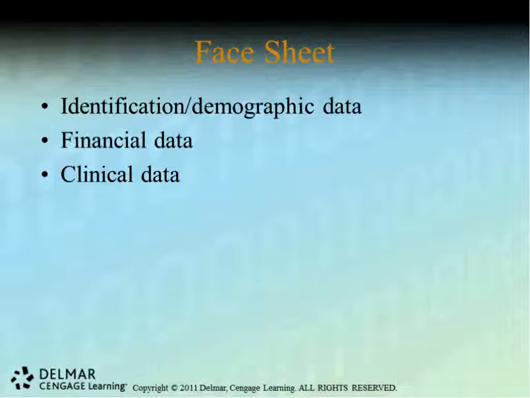Table 6.2 on page 127 gives a breakdown of your demographic information and your financial information and clinical information that's captured on the different sections of your face sheet. So you can look at that as well.